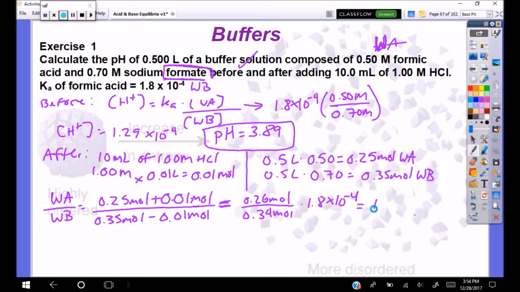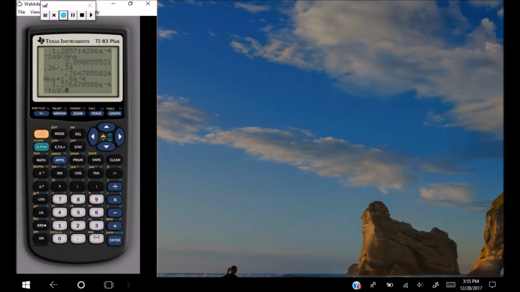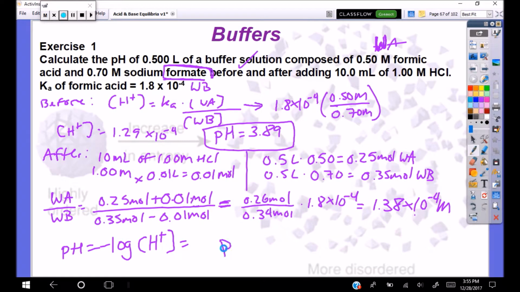So this is 1.38 times 10 to the negative 4th molar for my H plus concentration. Negative log of my H plus is going to equal my pH. Alright, so negative log, and I get 3.86. Alright, so my pH after is 3.86.